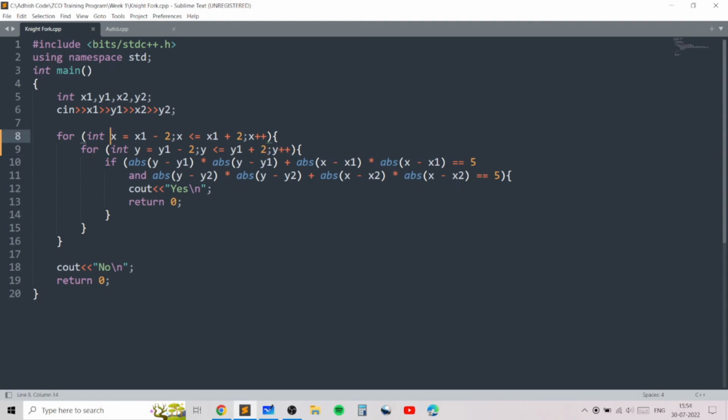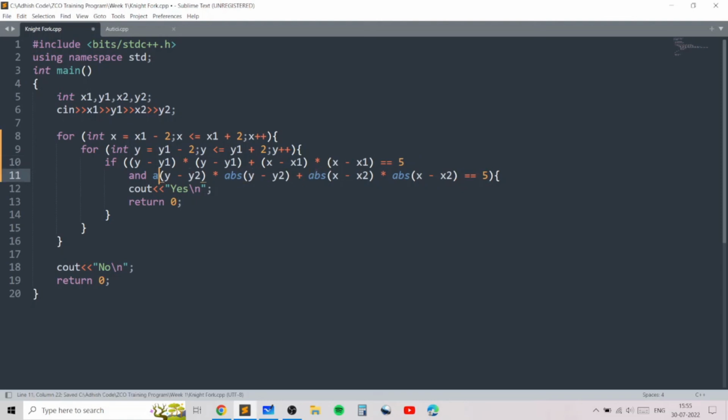So in the code, for each value of x going from x1 minus 2 till x1 plus 2, we will again go through each value of y from y1 minus 2 till y1 plus 2. And if the sum of the squares, so another way to write this is, you don't need to put absolute value, you can just do y minus y1 into y minus y1 plus x minus x1 into x minus x1, if that is 5, and y minus y2 squared plus x minus x2 squared, if that is also 5, we'll print yes, otherwise we'll print no. And you can verify that this code gets accepted.